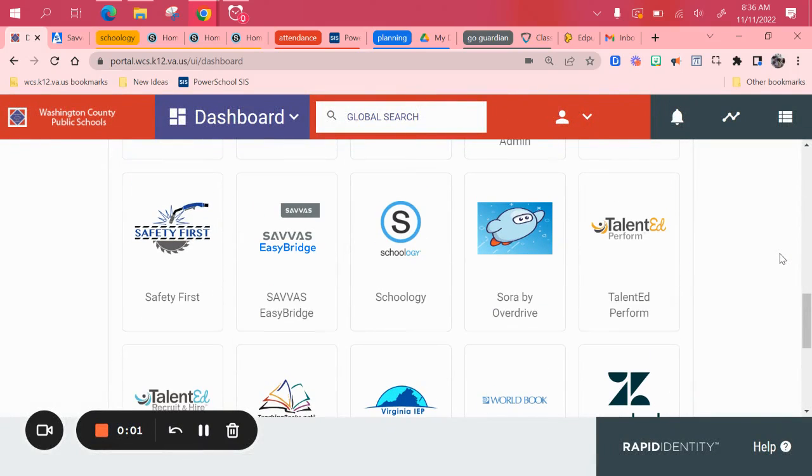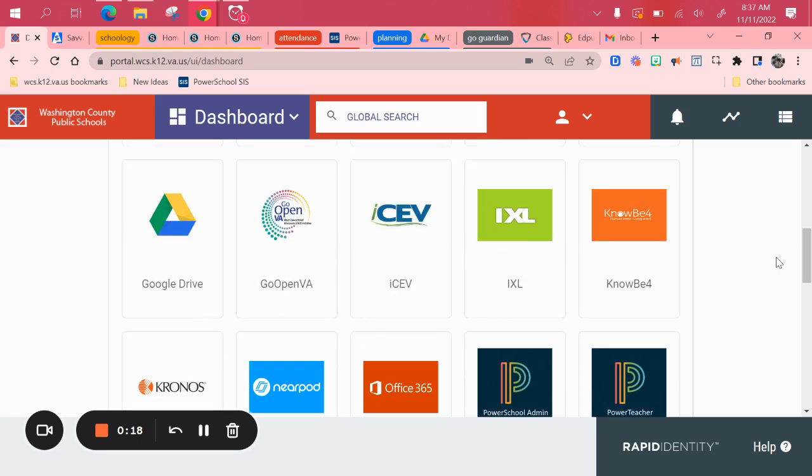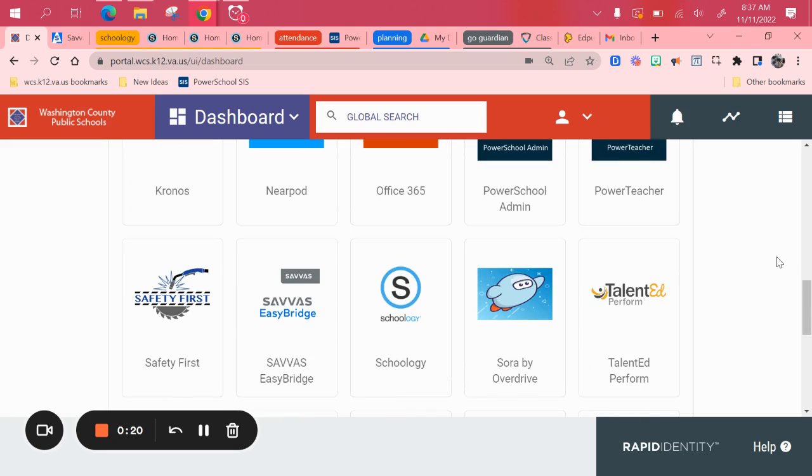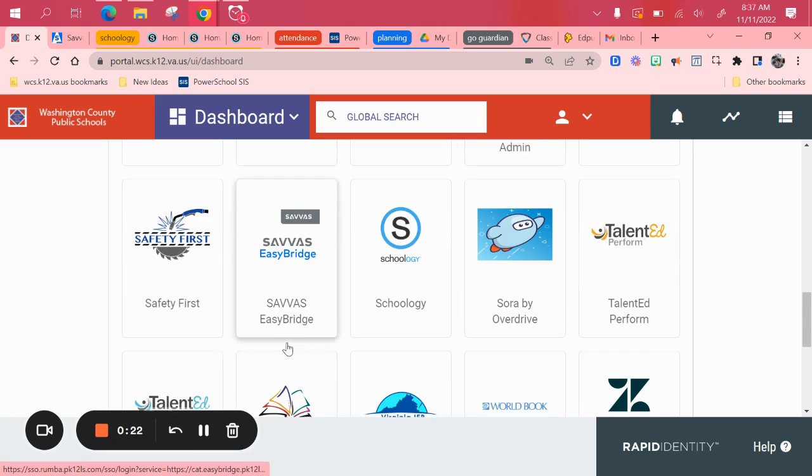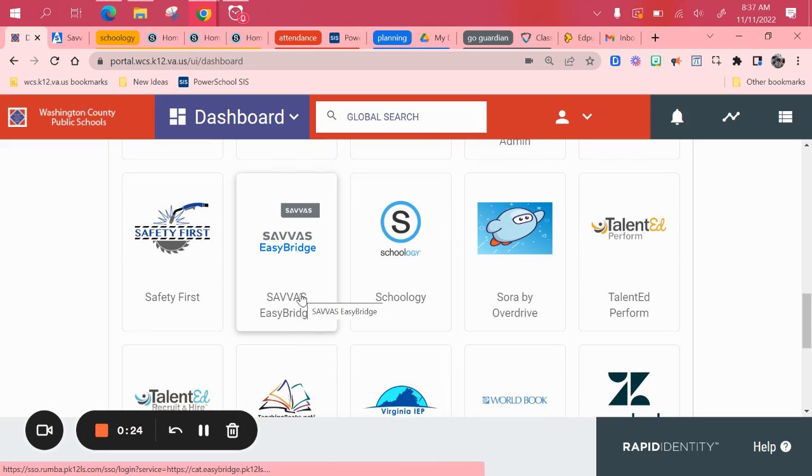Okay, one of the things I'm going to ask you to do today is to explore a couple of concepts by using your online textbook. Where you will access your online textbook is through the SSO portal, your single sign-on portal that we use to get to everything. The SAVVAS, or SAVVAS, is your online textbook.